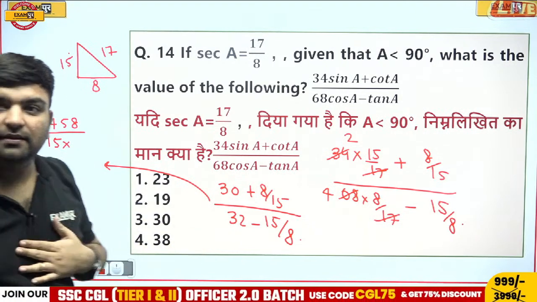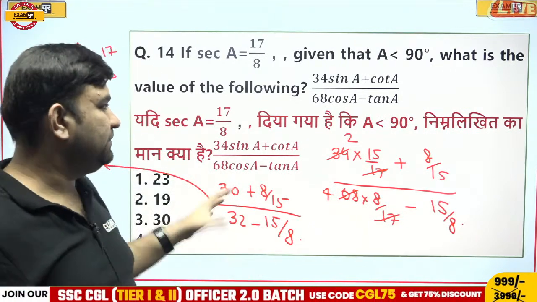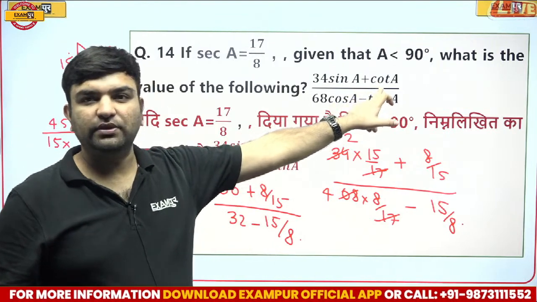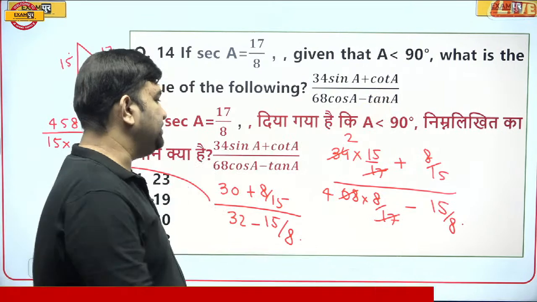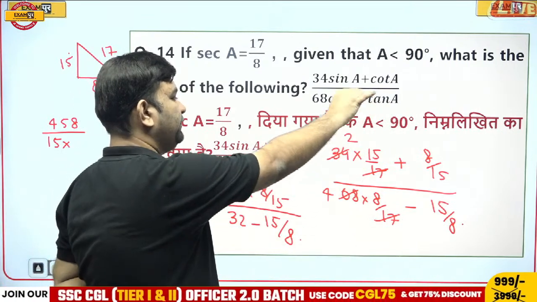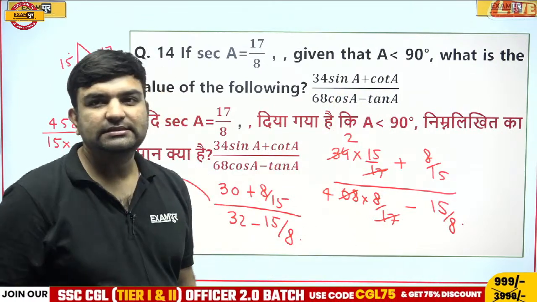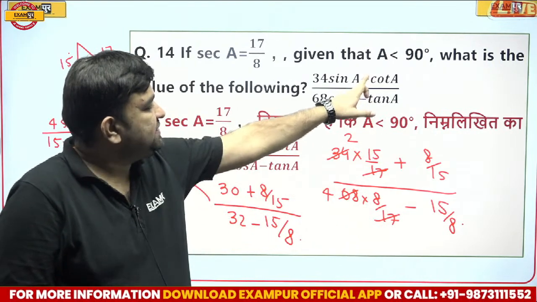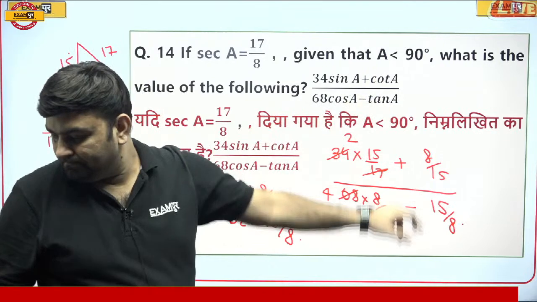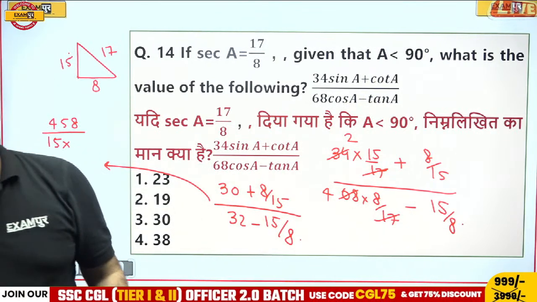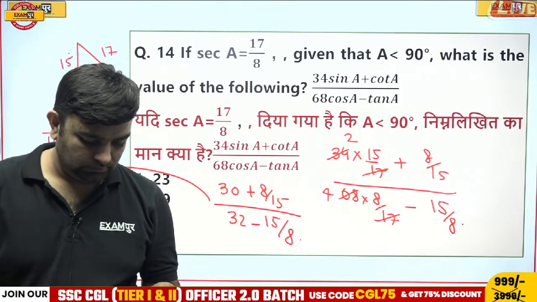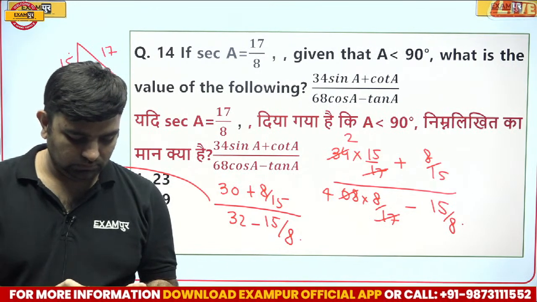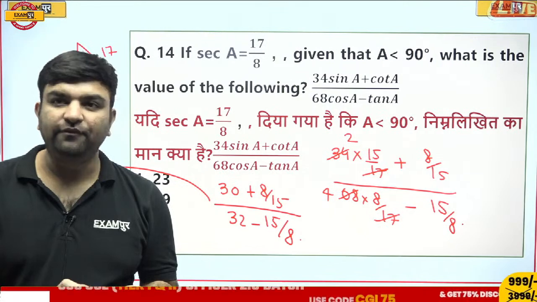And this is not coming. Okay, means some error. Some coefficients should be there as well. What do you say? Some coefficients are missing over here. Should I check it fast?